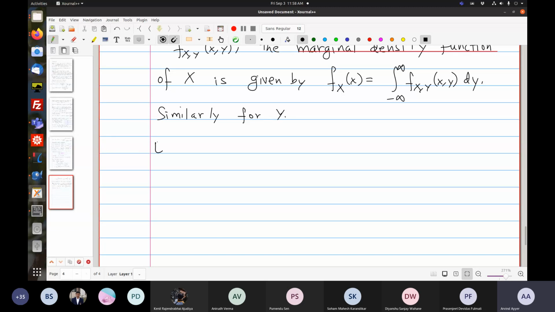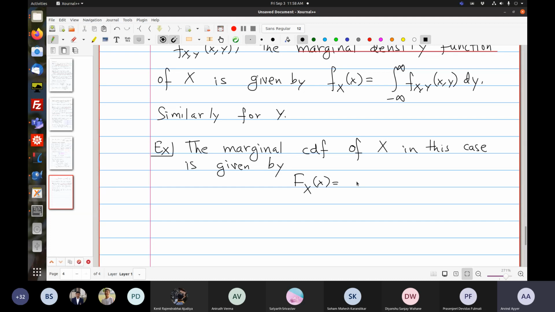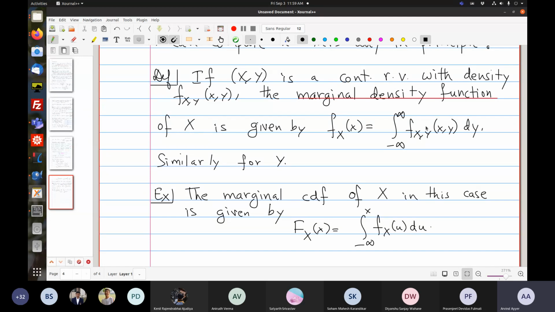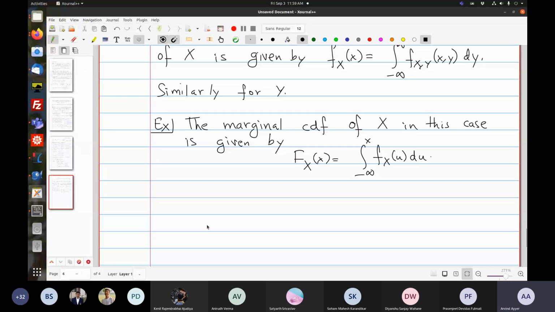And I leave it for you as an exercise to relate the marginal density and the marginal CDF. So the marginal CDF of X in this case is given by F_X(x), the integral from minus infinity to x of f_X(u) du. Okay. So you can just go by the definition of the marginal CDF and see how it relates to the marginal density. You use the double integral, again reduce it to a single integral, etc. Okay. All right. So I think I will stop here.